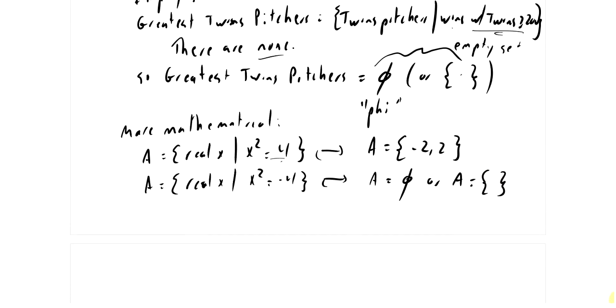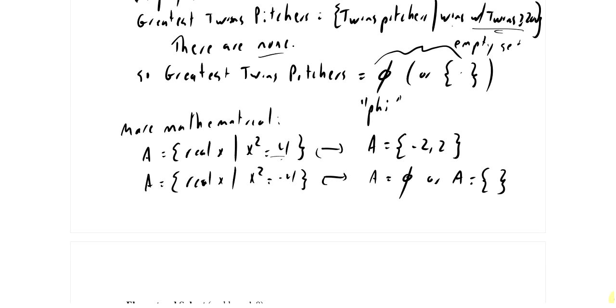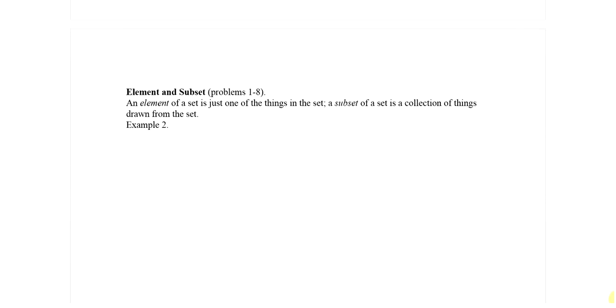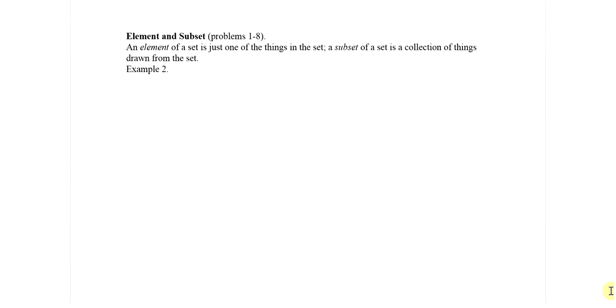And there's some specific notation for when you have a property that nothing actually fits. So, we've been dealing with sets, and we want to talk about what's inside a set and collections of things inside a set. So, subset and element. An element of a set is just one of the things that's in a set. A subset is a collection of things that's in a set.